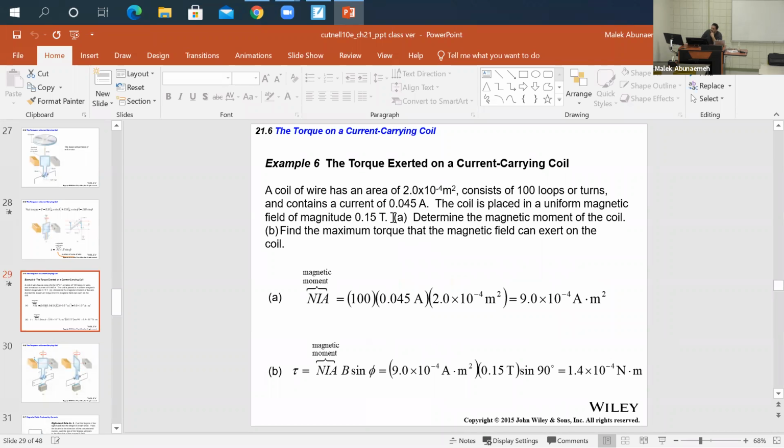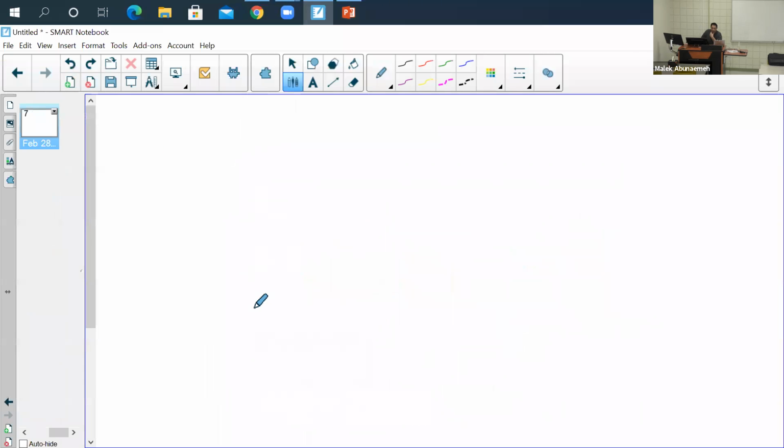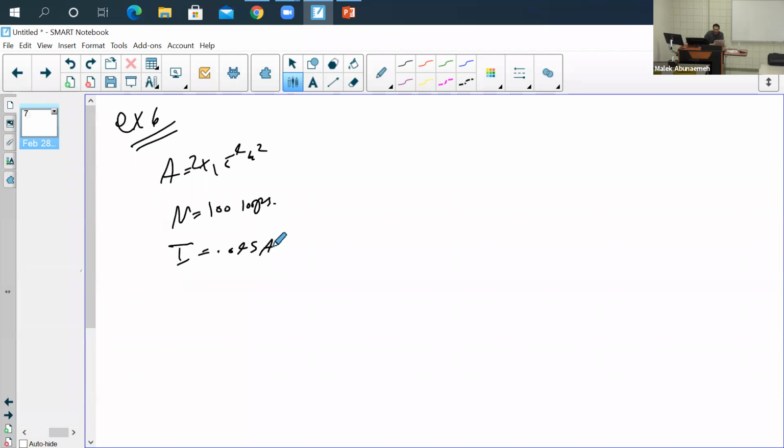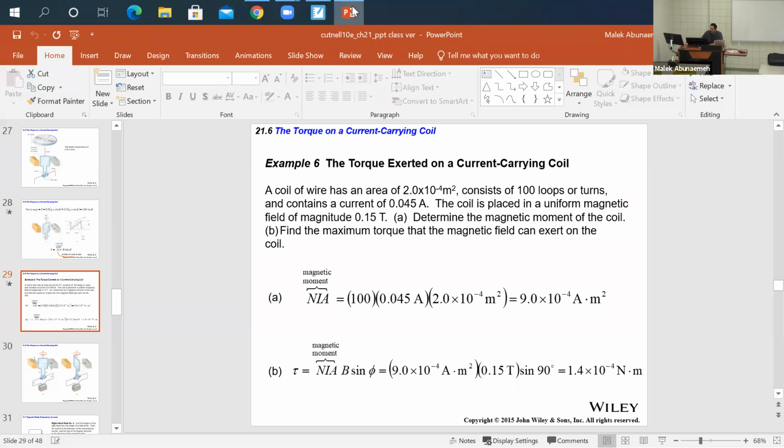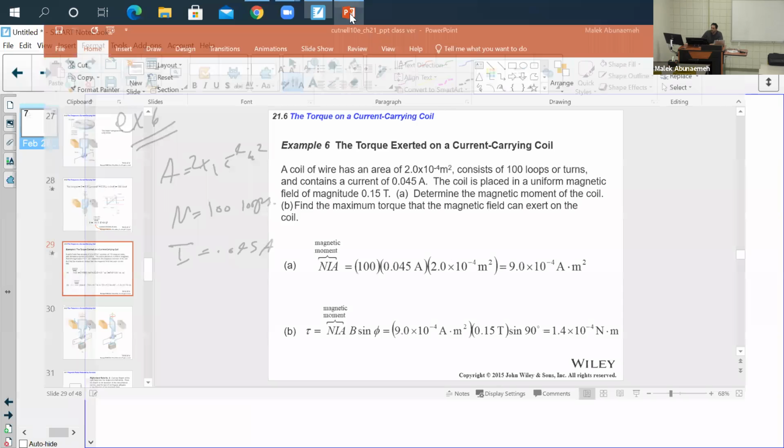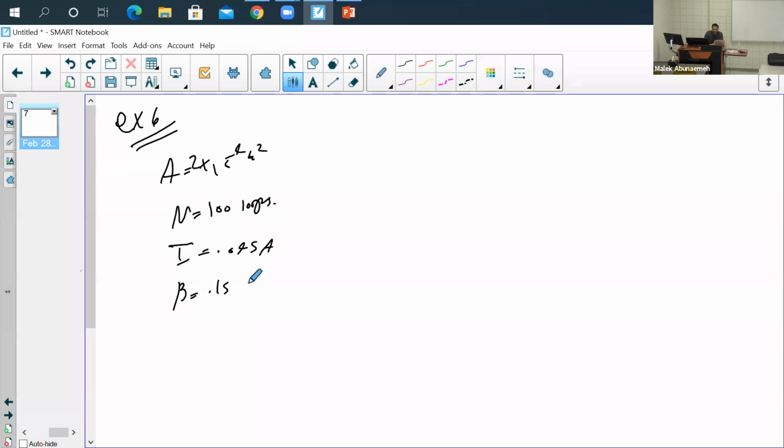We got example number 6. You have a wire loop that has an area of 2 times 10 negative 4 meters squared, consists of 100 loops, at a current of 0.045 amps. Let me go ahead and do this one. This is your example 6. So your area is 2 times 10 negative 4 meters squared. Your loop is 100 loops of wire. Your current is 0.045 amps. And your magnetic field is 0.15 Teslas, and we're looking for the magnetic moment.